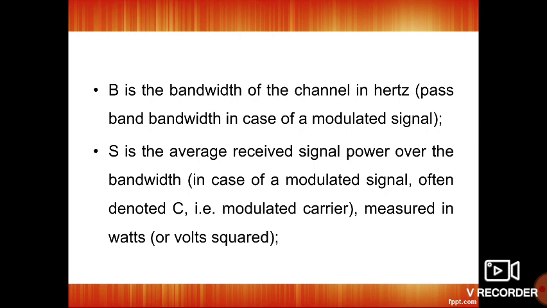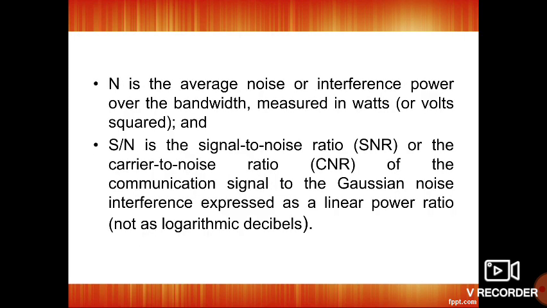So even if noise is present, coding techniques are used to detect and also correct the errors. B is the bandwidth in hertz, and S is the average received signal power over the bandwidth, and N is the noise. So S by N is the signal to noise ratio. So SNR represents signal to noise ratio and CNR represents carrier to noise ratio.